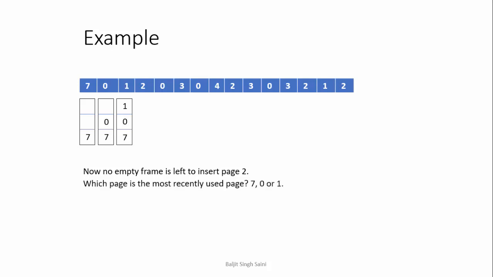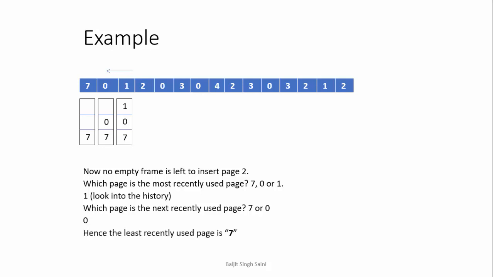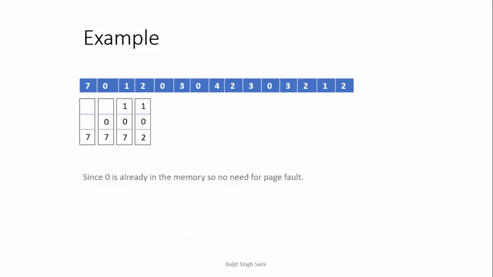Okay, so out of 7, 0 and 1, which did we use most recently? 1. Before that, which did we use? 0. So this means which page is left? 7. Hence we are going to replace 7 with 2. Okay, so just look into the history. The recent one was 1, before that 0, so which is left, 7, hence we replaced 7 with 2. Next, 0 is already there in the RAM, so we need not do any page fault.